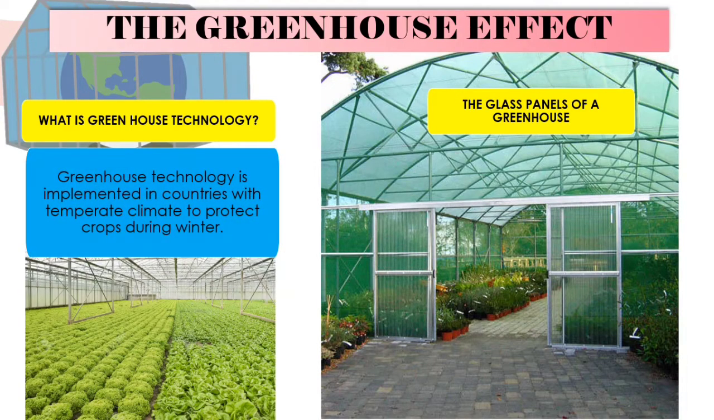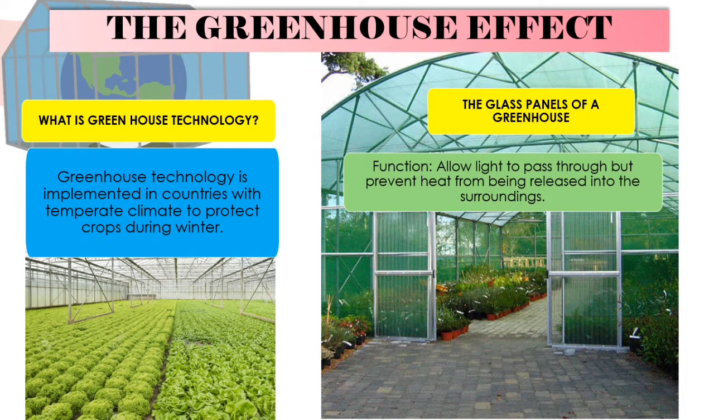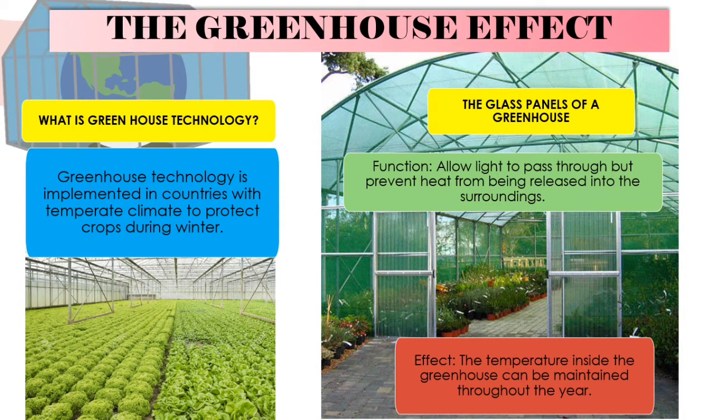The greenhouse effect. What is greenhouse technology? Greenhouse technology is implemented in countries with temperate climate to protect crops during winter. The glass panel of the greenhouse is functioned to allow light to pass through but prevent heat from being released into the surrounding. So the temperature inside the greenhouse can be maintained throughout the year. So this is the real greenhouse technology.